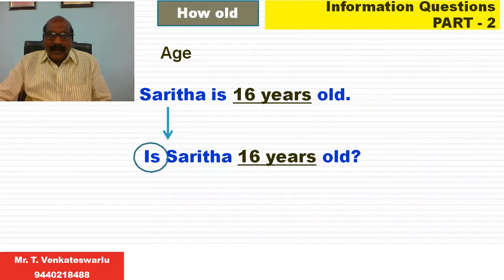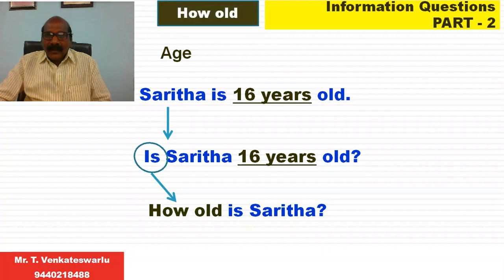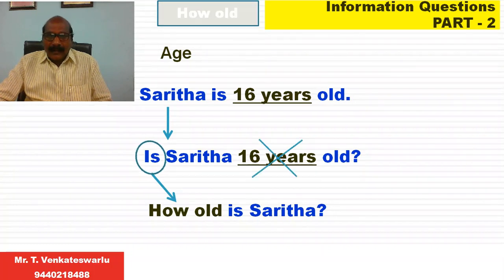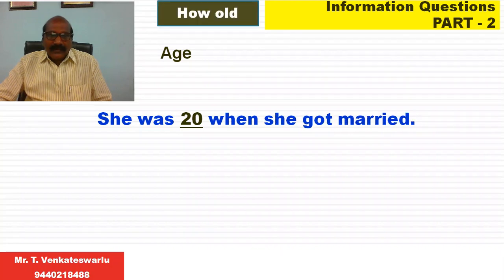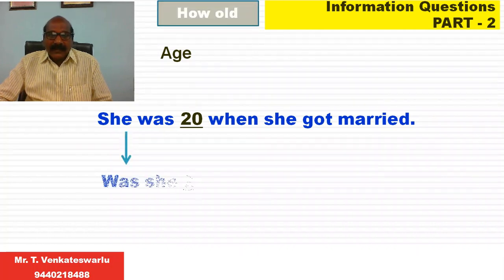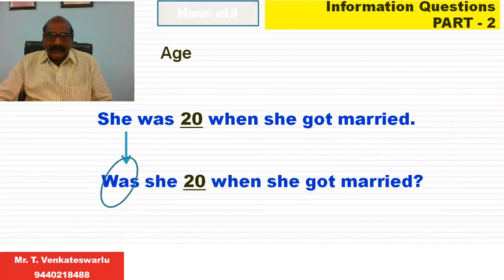And the underlined part refers to some age. So we have to begin the question with how old. How old is Sarita? Look at the other example. She was 20 when she got married. To change it into a yes or no type question, the subject and the verb will be inverted. Was she 20 when she got married?